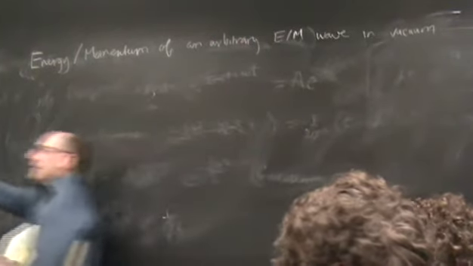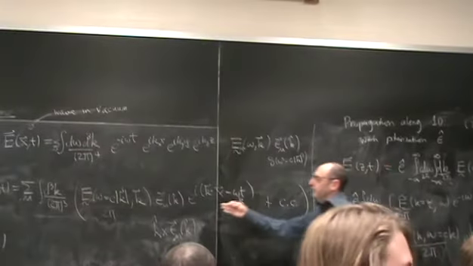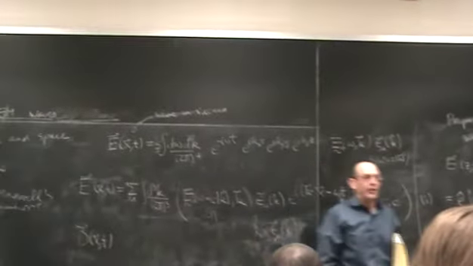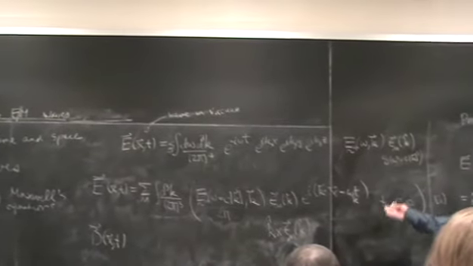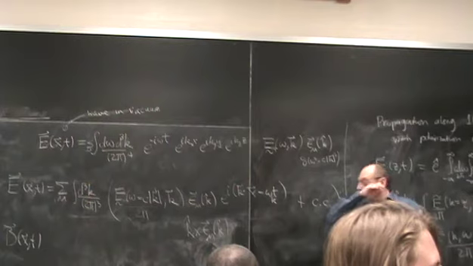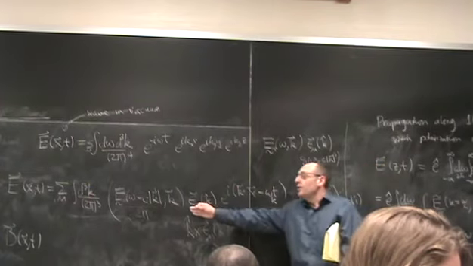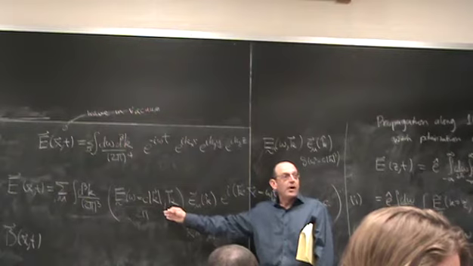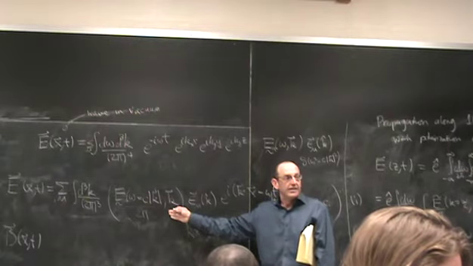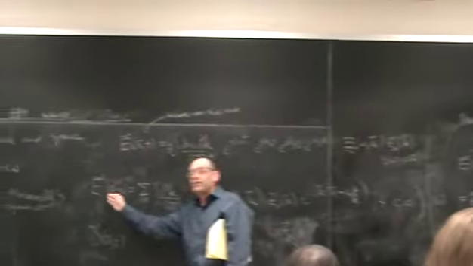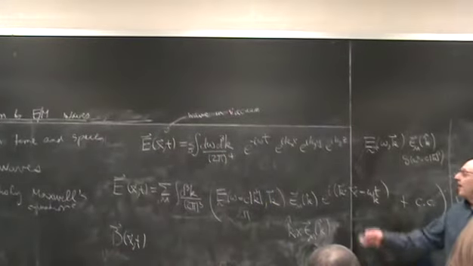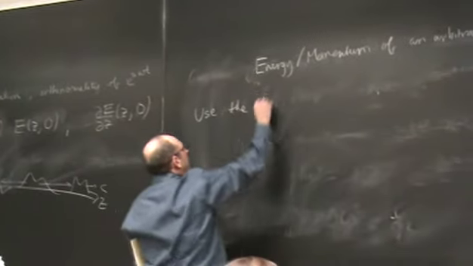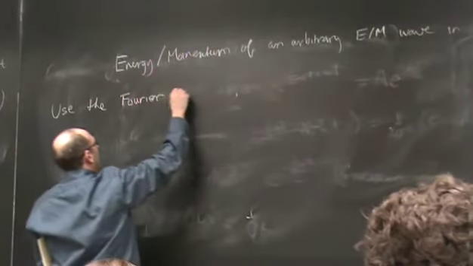We have written here the general form of such a wave as a Fourier integral over plane waves. And so it is a trivial business to write that down, because we know what the energy and momentum are of each plane wave. Thus, the energy of the total wave is just a superposition of the energy in each of those waves. So we use the Fourier decomposition.